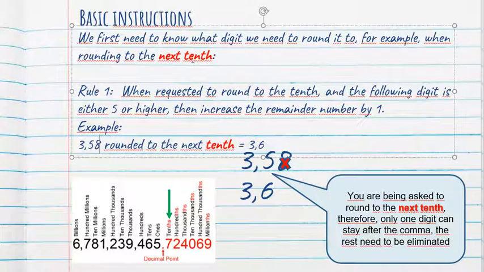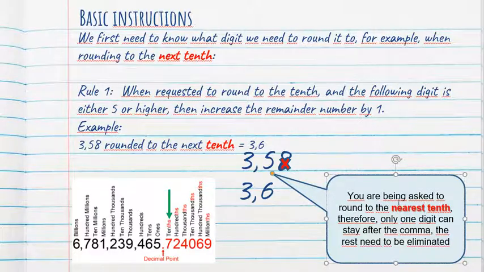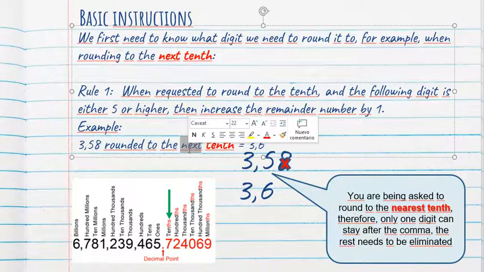Had I told you to round it to the nearest hundredth, it is the same thing, okay? You just have to take into consideration what number you are erasing. You are erasing this. Is it higher than 5 or even 5? Yes. Okay, so you delete it, but the number that you are keeping increases by 1. I put you here the arrow so that you remember how many decimals I'm asking from you. You're being asked to round to the next tenth. Therefore, only one digit can stay after the comma. The rest needs to be eliminated. Okay? And here, nearest.